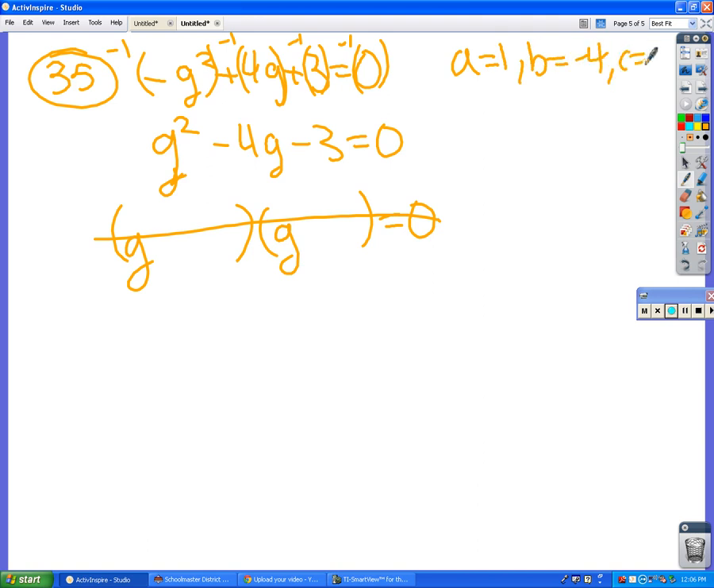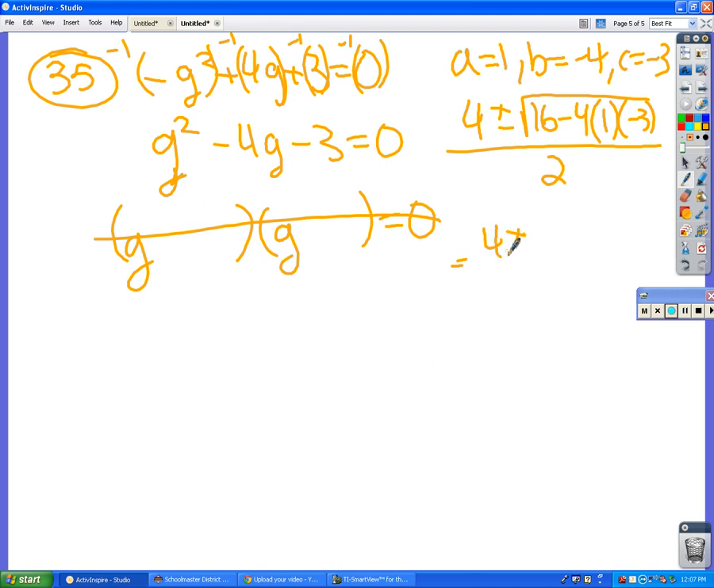That's just the easiest. Okay? So I have to do the opposite of b. What's the opposite of b? 4. Plus or minus the square root of b squared: negative 4 times negative 4 is positive 16, minus 4 times a, which is 1, times c, which is negative 3, all over 2 times a. Okay? So underneath the square root, if you do that on your calculator or in your head, 16 plus 12 is 28.